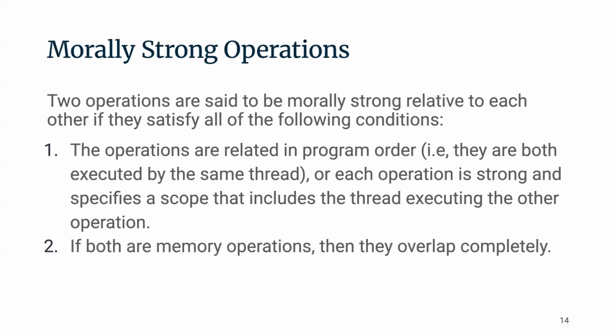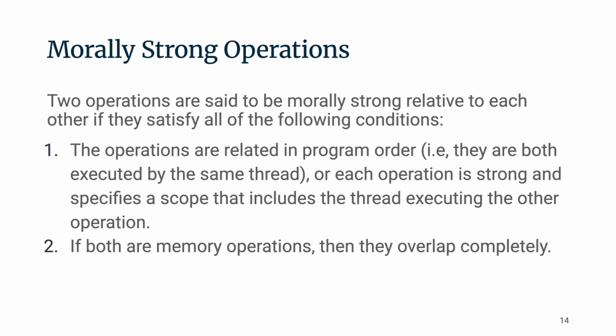Then there's the morally strong operation. The naming is not exactly the best thing ever. Two operations are said to be morally strong relative to each other if they satisfy all of the following conditions. They are related in program order, as in they're executed by the same thread. So if you have two loads in the same thread, they're strong relative to each other. Or each of the operations is strong and its scope includes the other operation. So if you have two operations in GPU scope, that's good.